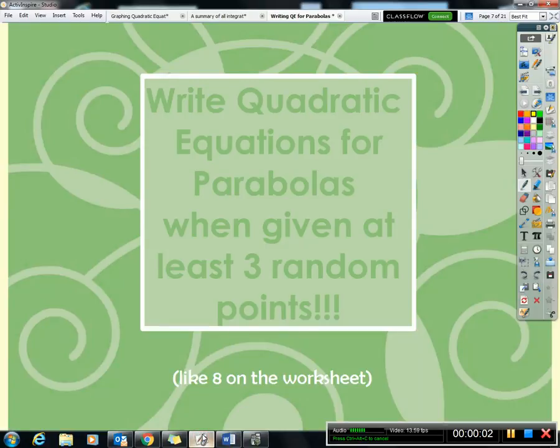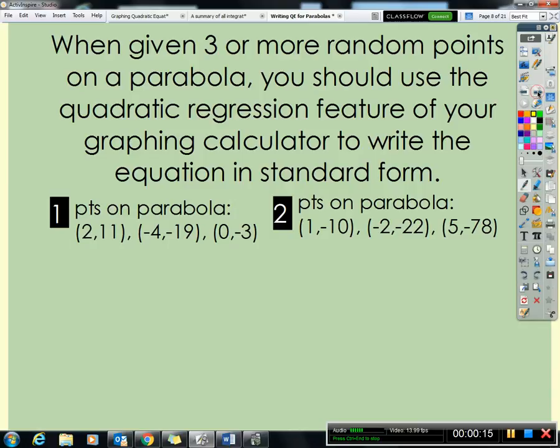Now we're going to move on and use the graphing calculator to do something called regression equations. Then you'll do number 8 on the A48 worksheet. Now, the nice thing about the last two problems we've done is that you were given very specific information. You were given the vertex and started with vertex form, or you were given the roots or x-intercepts or zeros and solutions and started with factored form.